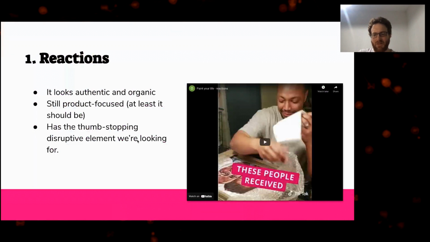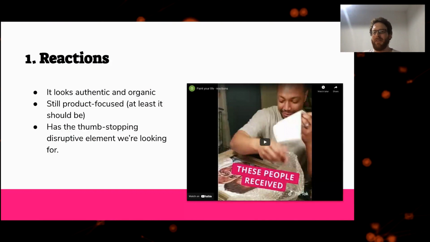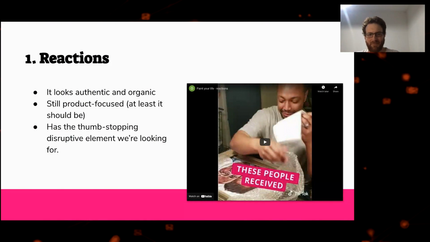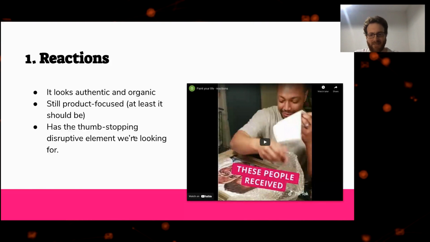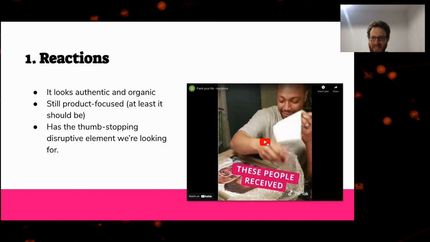reactions, hands down. It has the benefit of being very product focused, which is what we're looking for in direct response ads, but also showing the benefit of how much people love this as a gift. It's authentic and organic, and it also has the element we're looking for of being very thumb-stopping. So I'm going to show you an ad by a company called Paint Your Life. I think they're the gold standard in reaction videos.